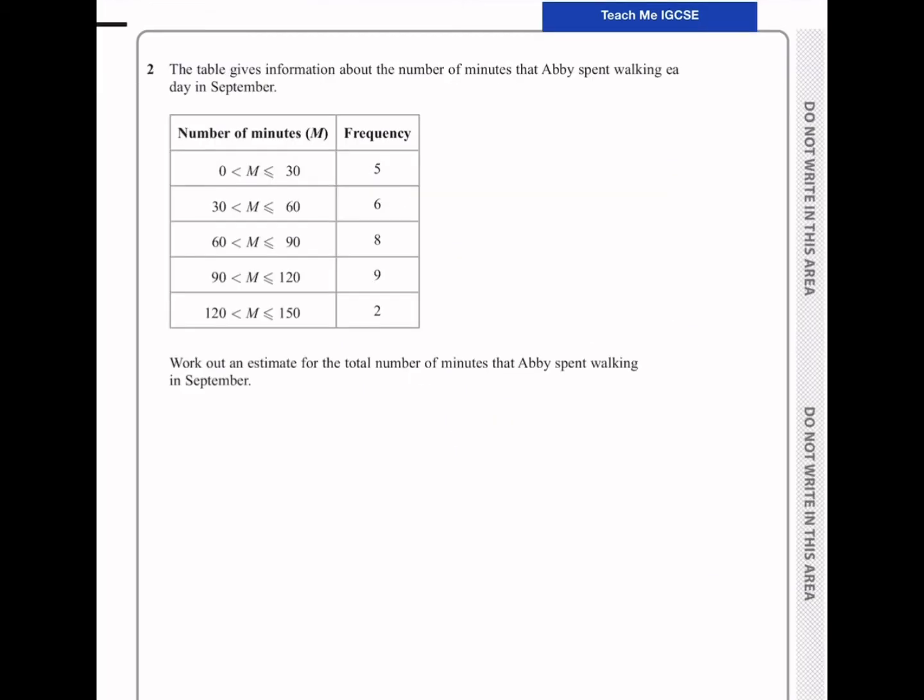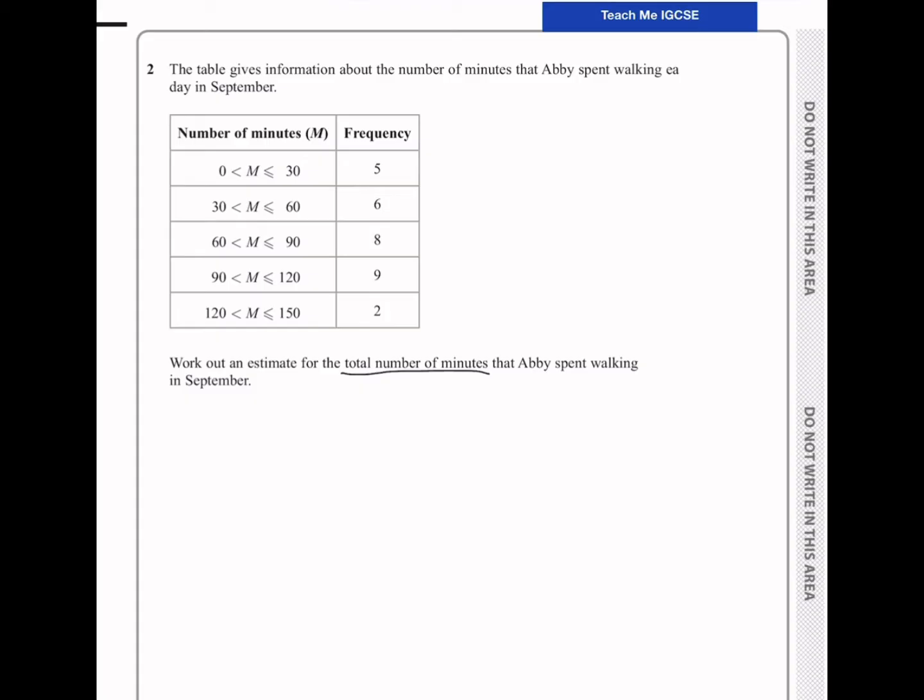Question 2. The table gives information about the number of minutes that Abby spent walking a day in September. Work out an estimate for the total number of minutes that Abby spent walking in September. When we see this kind of question, a lot of students will often try to find the mean, but here we only want the total number of minutes that she spent walking. So we'll take the midpoint of each range in the table.